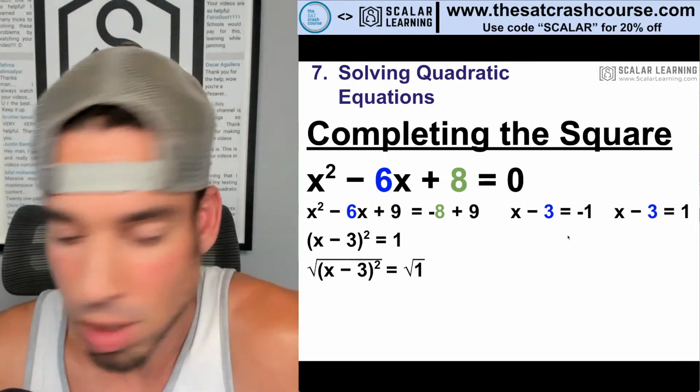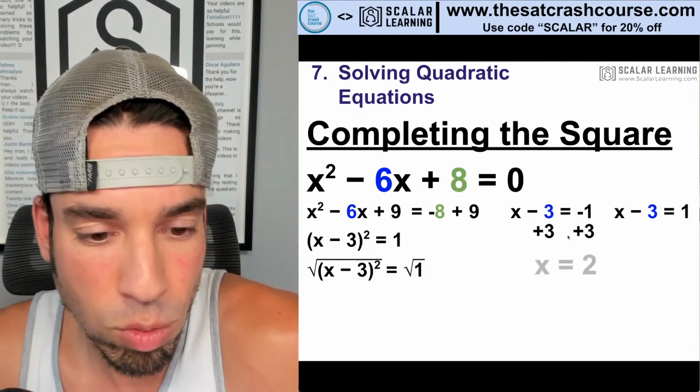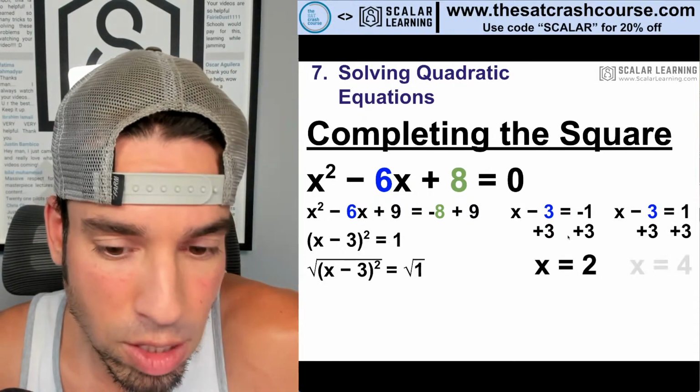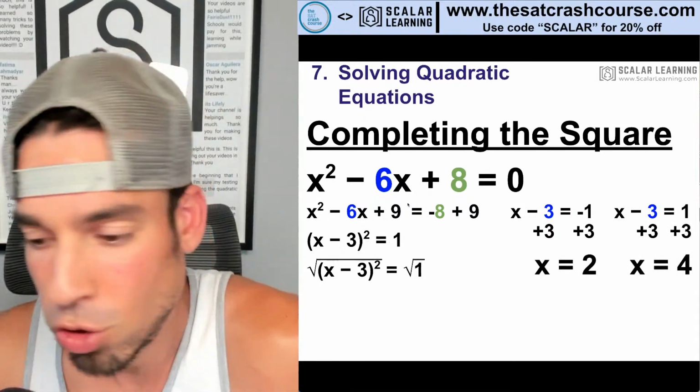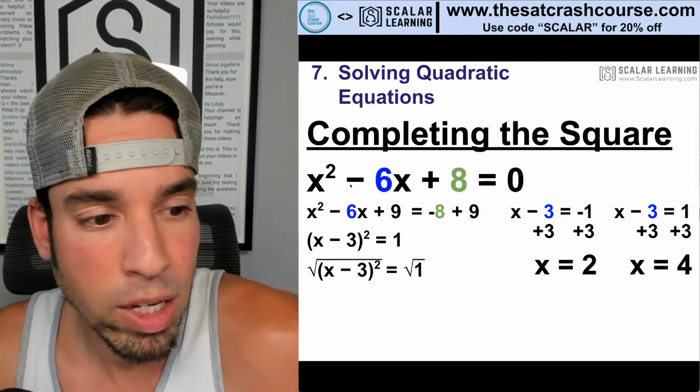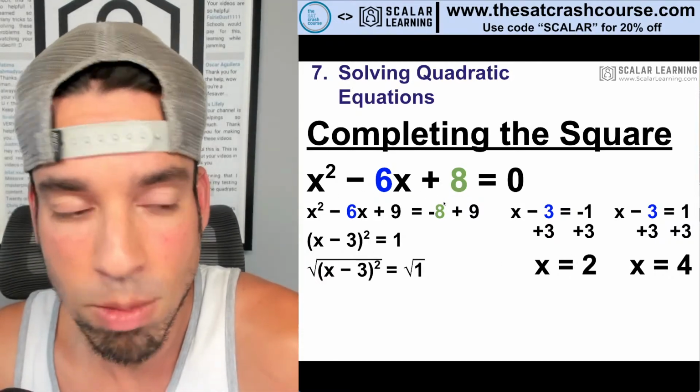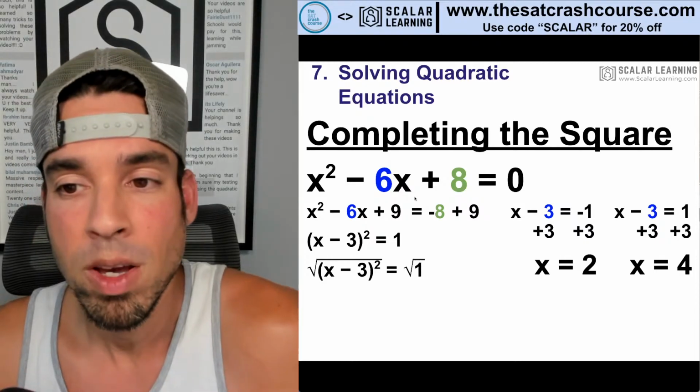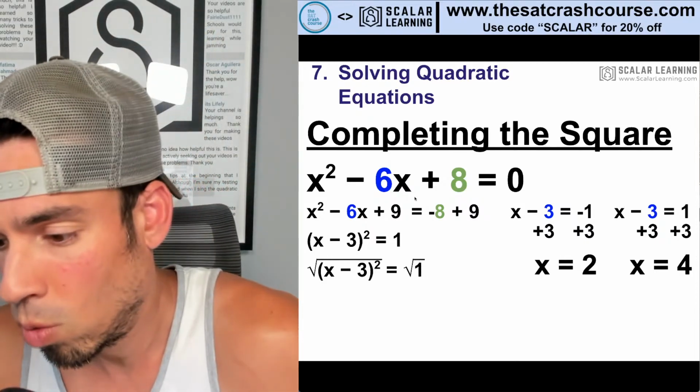Hence the two equations. Now we solve these two equations, add 3 to both sides, and we get 2. Add 3 to both sides, and we get 4. And our two solutions are 2 and 4. Boom, done. By the way, you could have factored this at the beginning. You didn't need to complete the square. You could have also used the quadratic formula, right? You have multiple options. I'm just giving you one of them.